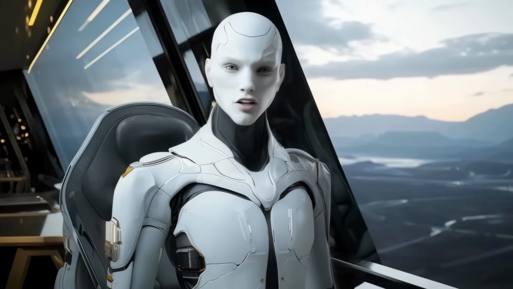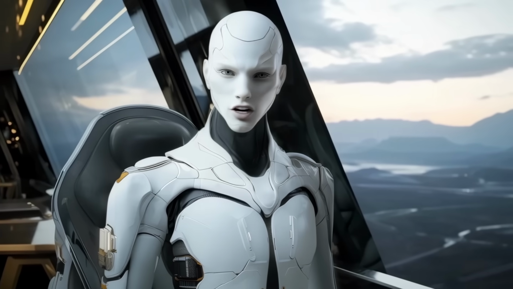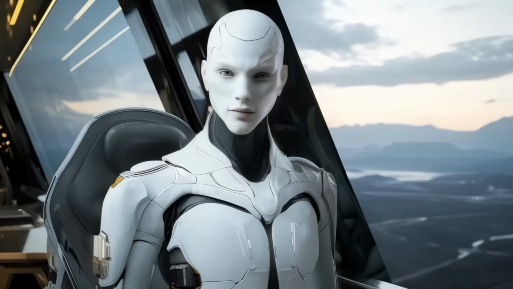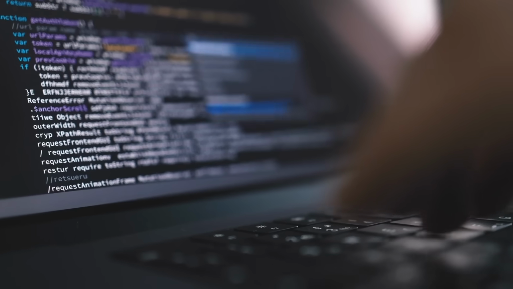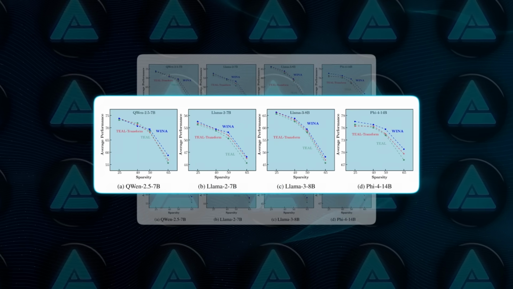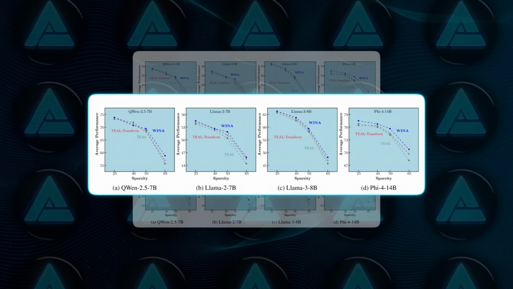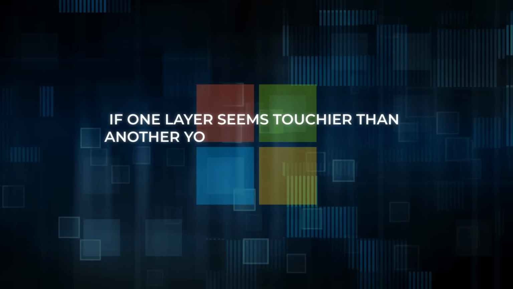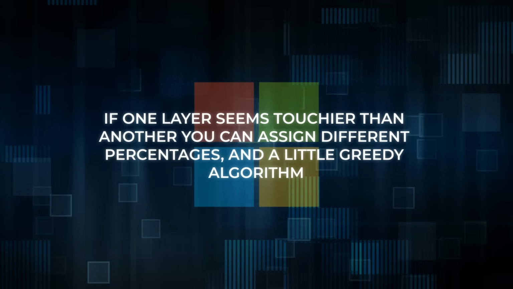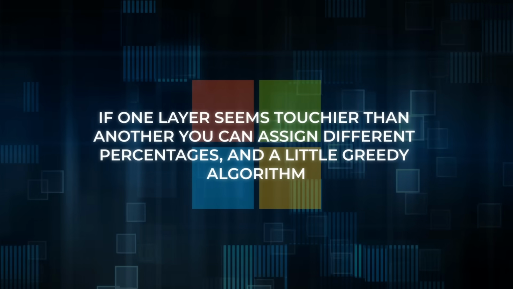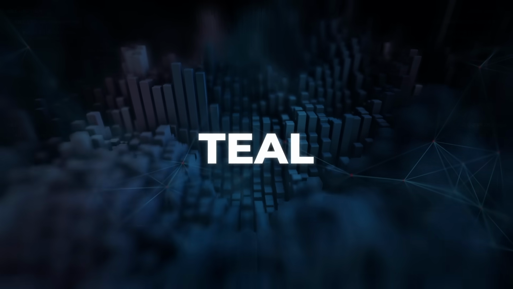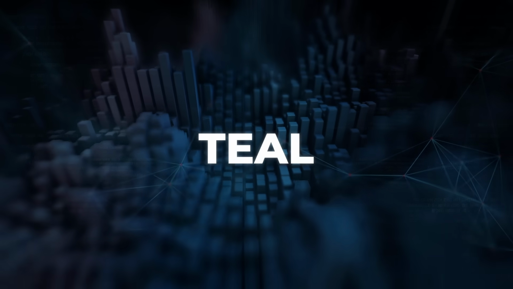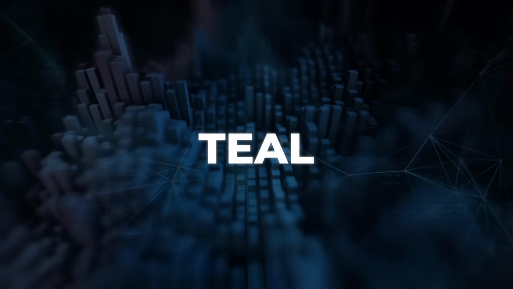An extra benefit: you do none of the messy extra training the mixture of experts world needs. You literally bolt this gate into a model you already have, dial how aggressive you feel, 25, 40, 50, or 65% off, and you are done. If one layer seems touchier than another, you can assign different percentages, and a little greedy algorithm, borrowed from TEAL, helps balance it all so your overall target still lines up.